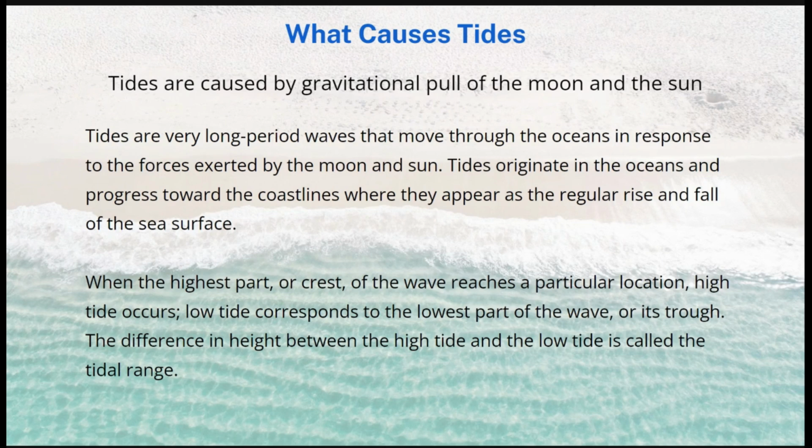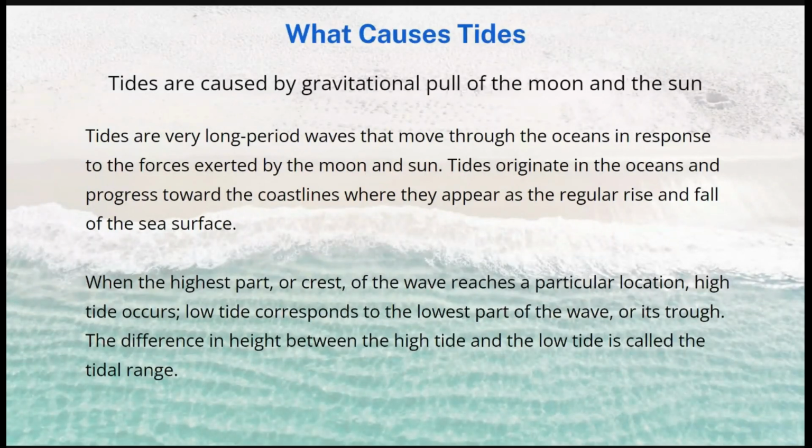Tides originate in the oceans and progress towards coastlines where they appear as the regular rise and fall of the sea surface. When the highest part, or crest, of the wave that is the tide reaches a particular location, that's a high tide. When we see the trough of that wave at shore, it's a low tide. So high tides and low tides are really the corresponding crest and trough of that wave moving back and forth in the ocean.